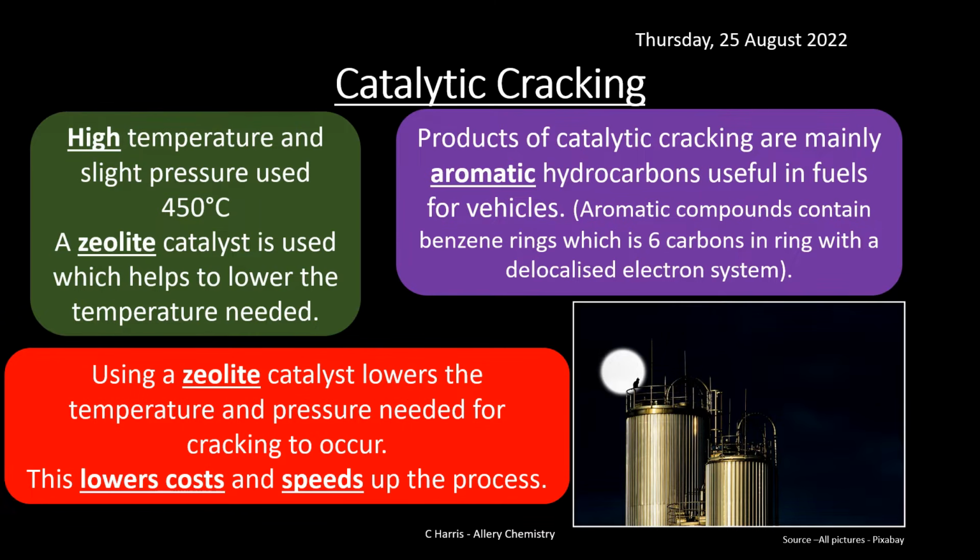So using a zeolite catalyst, which is a bit like a solid catalyst with loads of pores in it, that obviously lowers the temperature and the pressure, so that lowers the cost. It's more environmentally friendly and it speeds up the process. However, you're not producing alkenes, which could be used to make plastics. So it depends what you want from it as to which process is probably the best one to use.